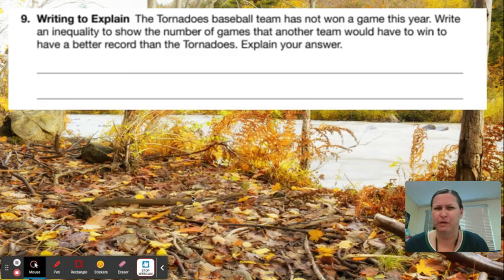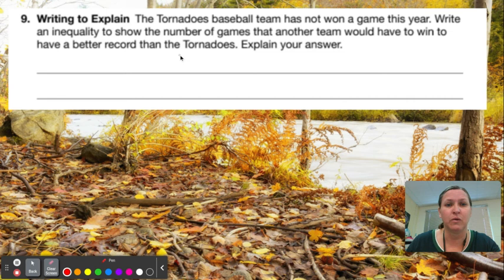Now let's go to our word problem. The Tornadoes baseball team has not won a game this year. Write an inequality to show the number of games that another team would have to win to have a better record than the Tornadoes. Explain your answer. Well, for this problem right here, they could win one game. And they would be ahead. I could also do it like this.